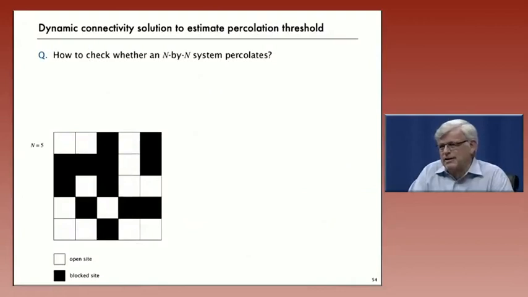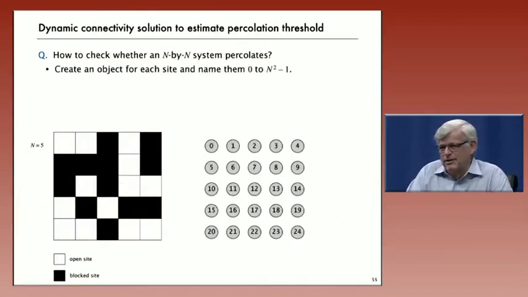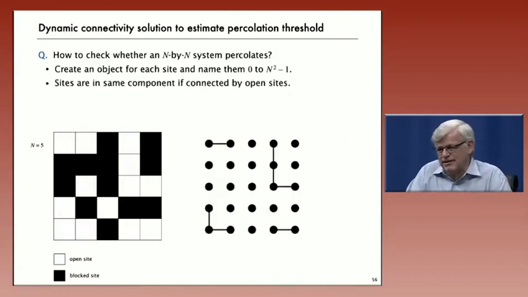So let's look in a little bit more detail at how we're going to use our dynamic connectivity model to do this. It's clear that we'll create an object corresponding to each site, and we'll give them a name from 0 to n squared minus 1, as indicated here. And then we'll connect them together if they're connected by open sites. So the percolation model on the left corresponds to the connection model on the right, according to what we've been doing.